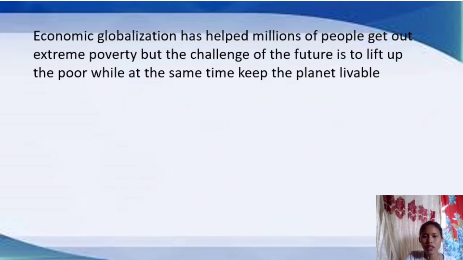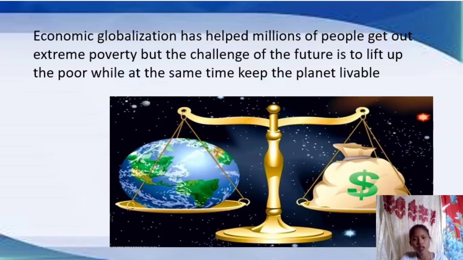So economic globalization has helped millions of people get out of extreme poverty, but the challenge of the future is to lift up the poor while at the same time keep the planet livable. So they're trying to solve the poverty problems in their country. The developed countries were able to invest in the developing nations, creating jobs and opportunities for the poor people. Okay, while they're trying to help the poor people, they are also trying to keep the planet livable.